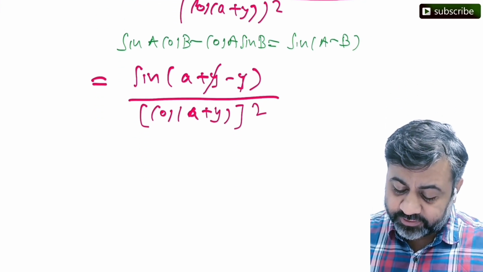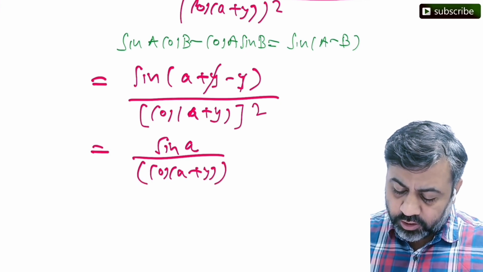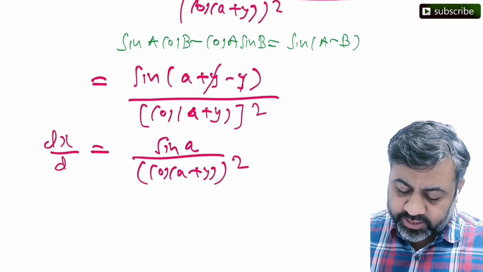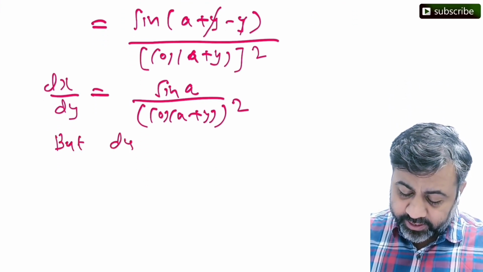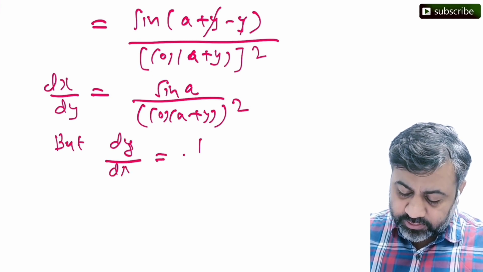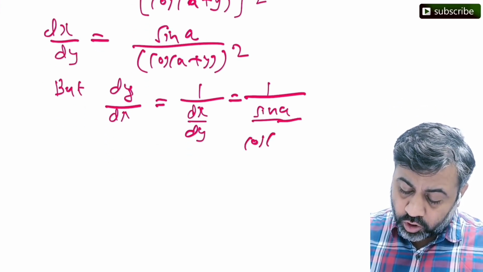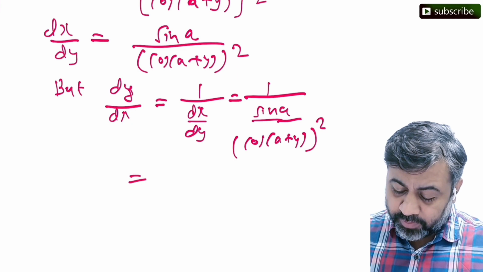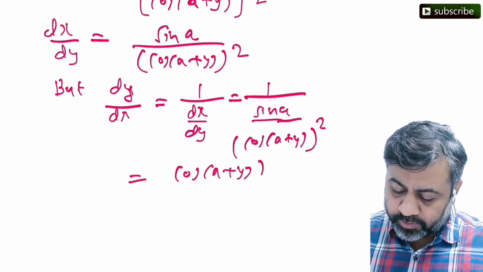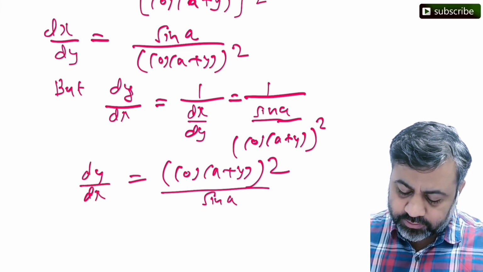Plus y minus y getting cancelled. So this is nothing but sin a by cos of a plus y the whole square. But what we have found is dx by dy, and we have discussed this, right? Last step what I'll say is, dy by dx is nothing but 1 by dx by dy. So what we get is 1 by sin a, everything divided by cos of a plus y the whole square. This will go in the numerator by simplifying. So what we get finally is cos of a plus y the whole square, everything divided by sin a, and that's the value of dy by dx.